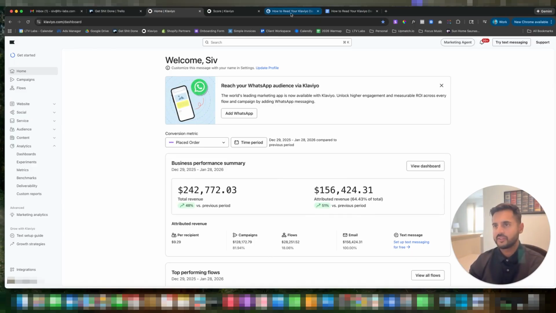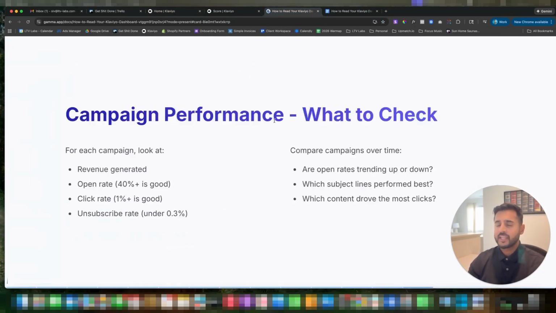And these are the different things that you need to be tracking in order to see that type of performance. And this is why it's so critical. As far as the campaign performance goes, what to check there? Revenue generated, obviously, that's kind of our North Star metric. Obviously, you could have a slightly lower open rate than what you'd like, but if it's generating revenue, that's kind of the main thing that matters, and you're getting that ROI.